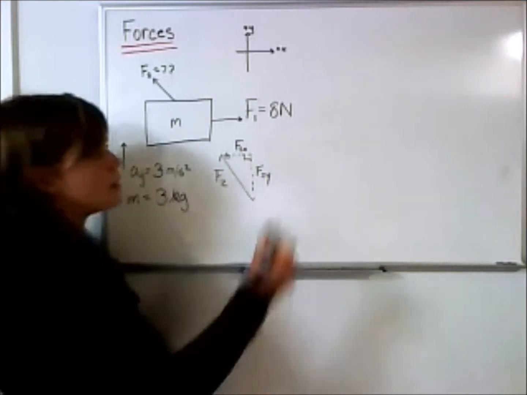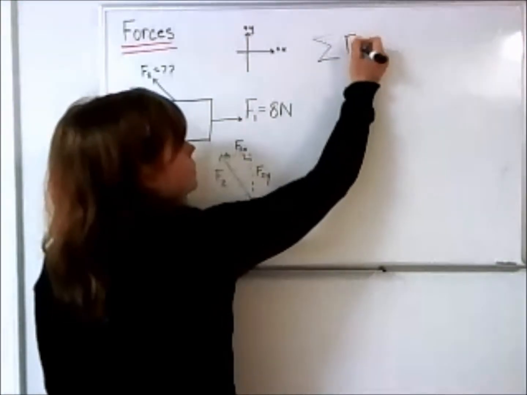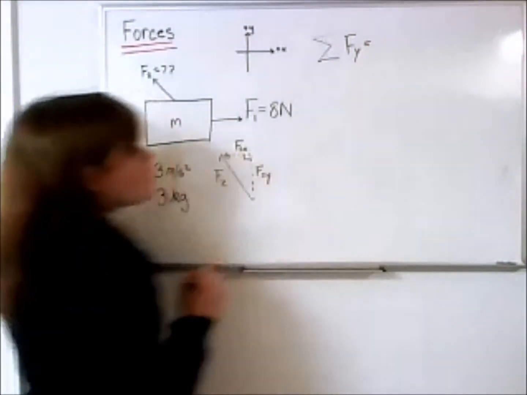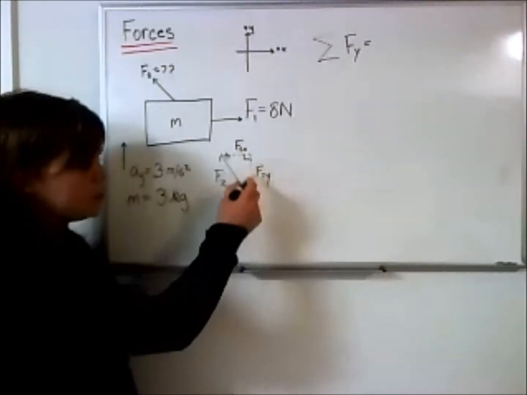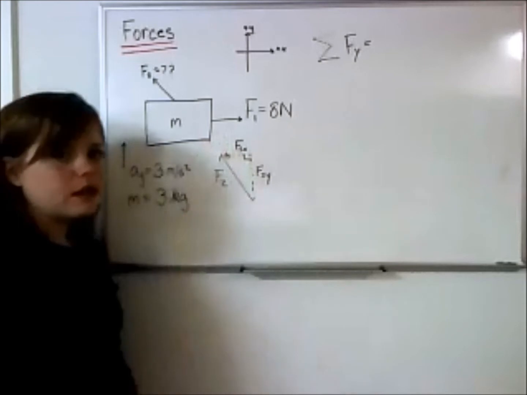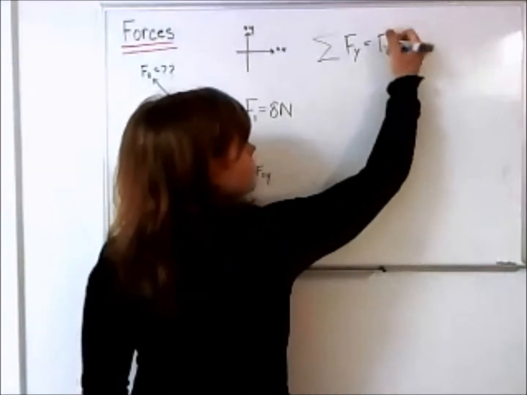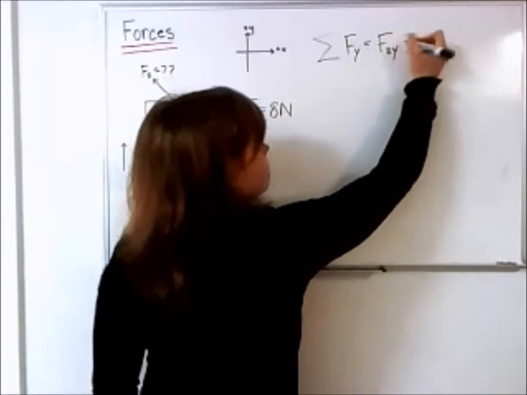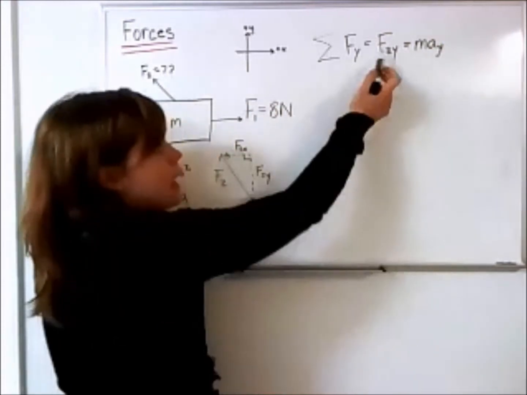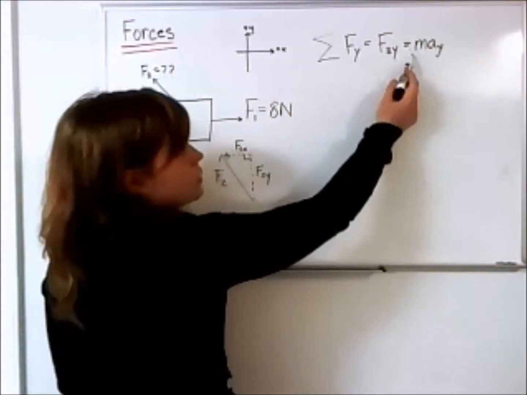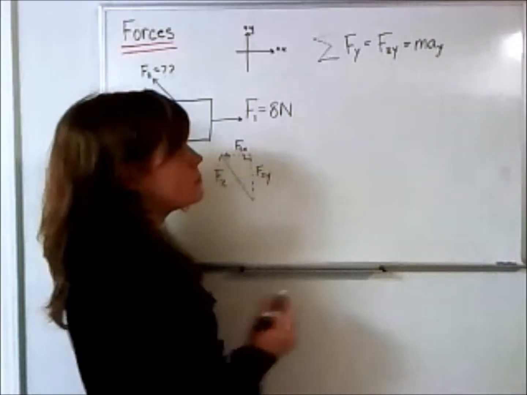So doing that, let's first look at the net force in the y direction. The only force acting in the y direction is this F2y, which is pulling our box upward. Okay, and again, the net force is equal to the mass times the acceleration in the y direction.